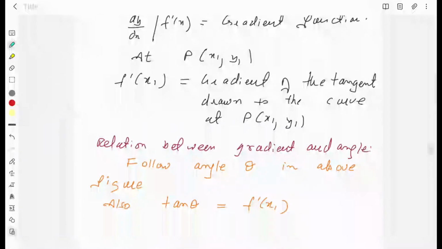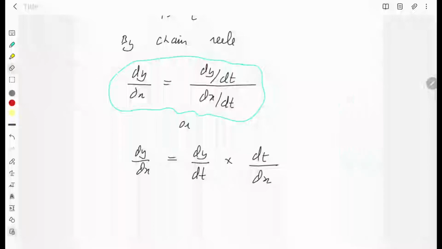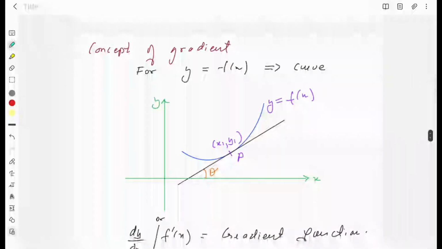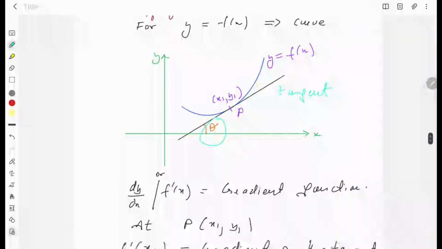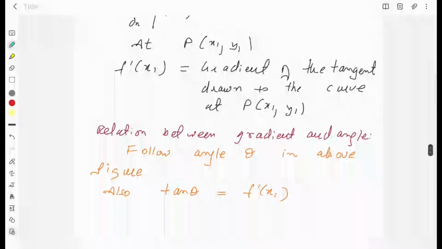There is a relationship between gradient and angle, and it is important. If you look at this figure, this line is a tangent, and this tangent is making angle theta with the x-axis. What I'm trying to say here is that tan theta is actually the derivative at some particular point x1. In this case point x1 is the x coordinate of P. So at a particular point, if you take the gradient, then that gradient is equal to tan theta, where theta is the angle between the tangent and the x-axis.